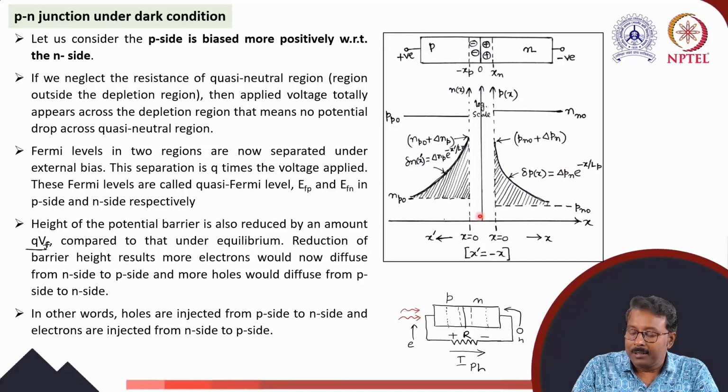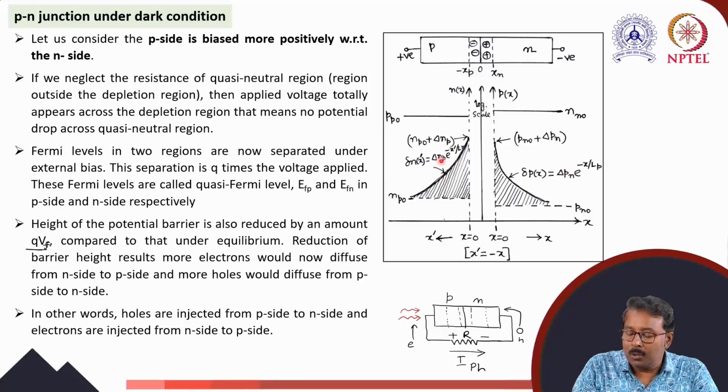For simplicity of calculation, we are assuming the depletion layer width is very small and the position x equal to 0 is at this junction, that is, the boundary of the depletion layer in the N region and the depletion boundary in the P region. On the right hand side this is positive x and on this side it is minus x. Say this is x dash, another axis system, where x dash is nothing but minus x. Why is this?